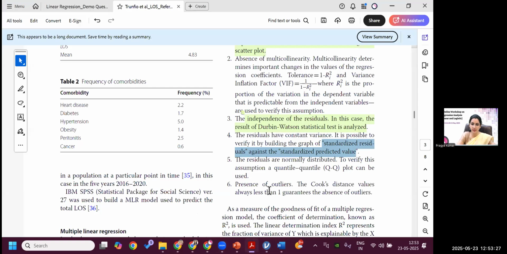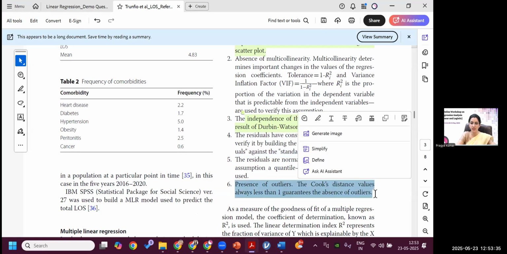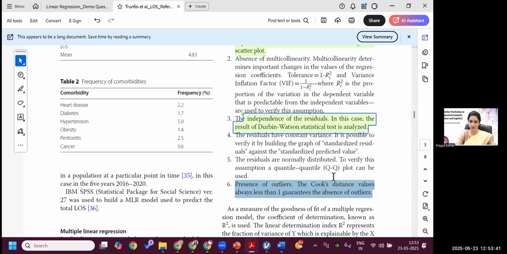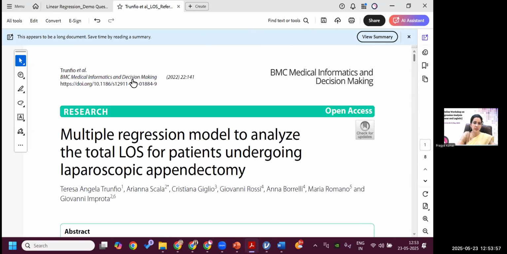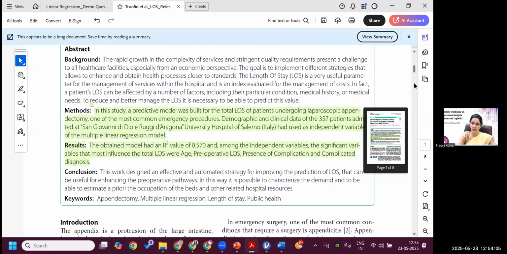Again, they have written presence of outlier. The Cook's distance values always less than 1 guarantee the absence of outlier. Can you see this one? So they have checked for all these assumptions, and this has been published in BMC Medical Informatics and Decision Making. I think it is a good journal also. So they have tested for all assumptions.